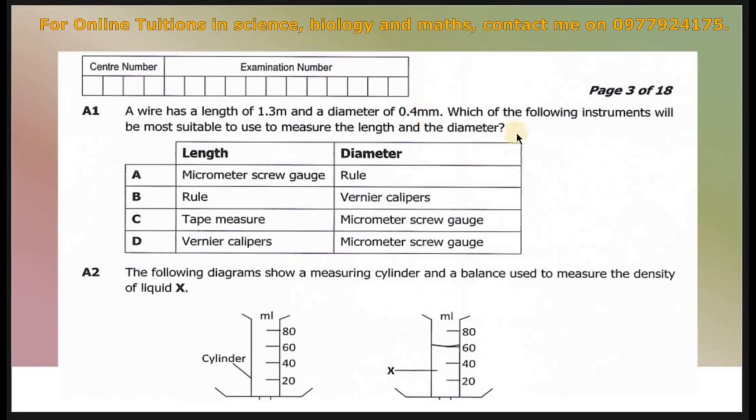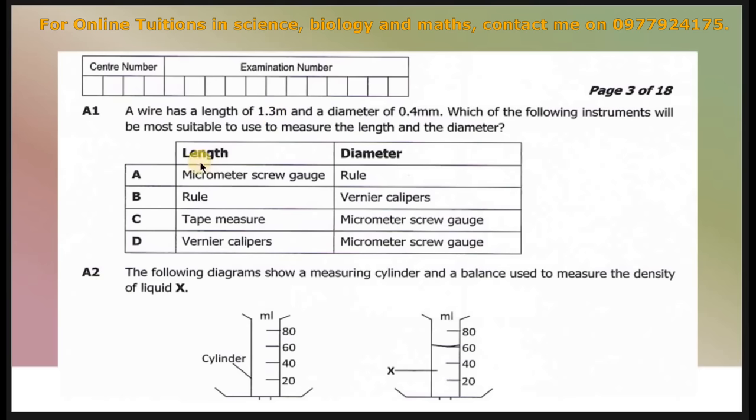Now they're asking us the instrument which will be most suitable to use to measure length and the diameter. What you should understand is that the instrument you use to measure any dimension must be suitable. What they mean by suitable is, one, easy to use, and two, gives an accurate value, meaning it does not introduce errors in the measurement. So let's now use those principles to answer this question. Here, length is 1.3 meters, then diameter is 0.4 millimeters.